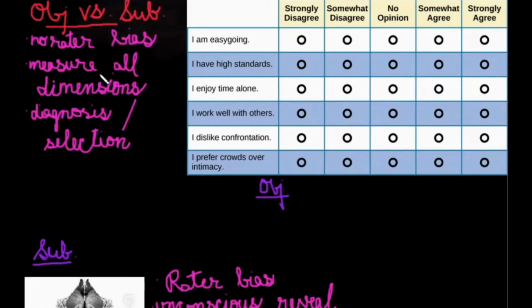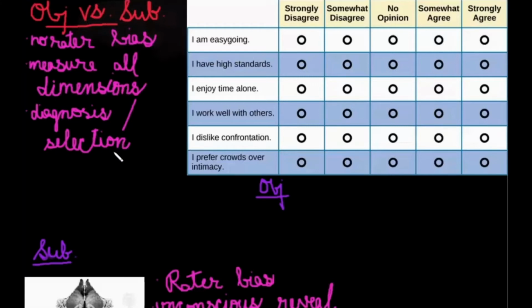Okay, they measure all the dimensions or all the domains of psychological attributes. The third one, what are they basically used for? What are objective tests basically required for? They are required for the purposes of clinical diagnosis. Clinical diagnosis, or they are used for selection, personnel selection.